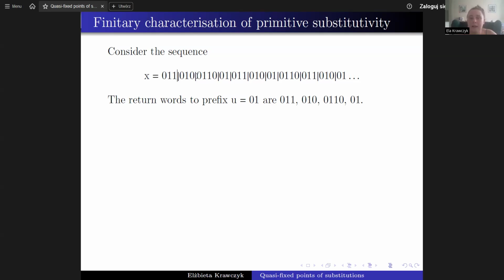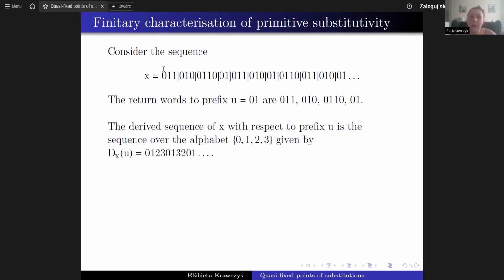Here I see I have another 01. So I have another word, 0110. Okay, and here I have another 01, and so on. So if you start doing this, because my original sequence is uniform, the words appear with bounded gap. I know that I have finitely many of these return words, and here they are given by these 4 words, which I have seen at the beginning.